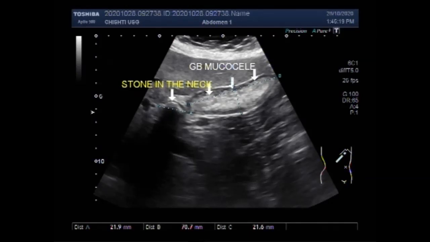You can see the stone measures about 21.9 millimeter, while the gallbladder measures about 7.1 centimeter into 2.2 centimeter.